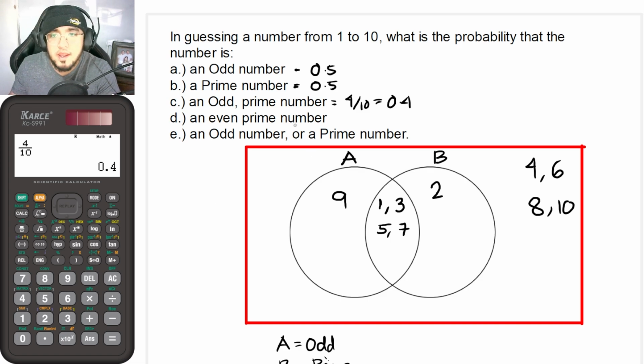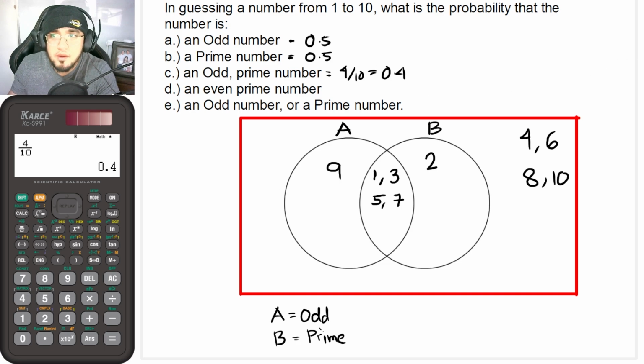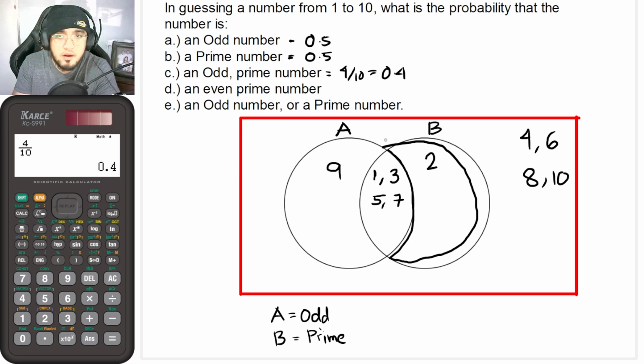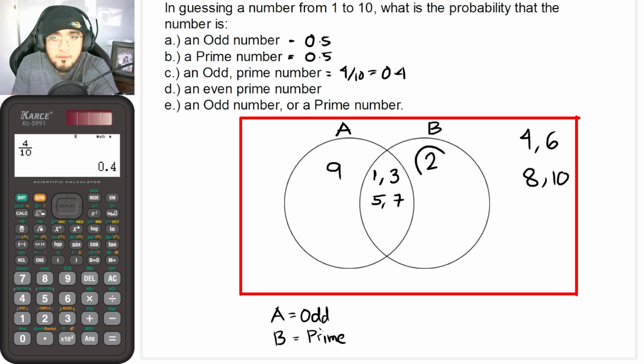So what about for an even prime number? Okay, so for an even prime number, how many do we have here? Since an even number, as you know, is not a prime number, meaning that we will only count here, whatever is left here. So from that, since we only have one number, this is equal to 1 over 10, or we have a 10% chance of having an even prime number.